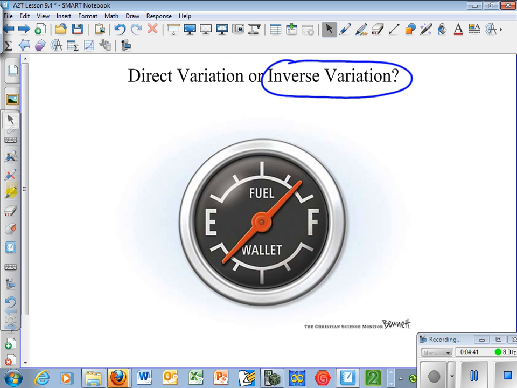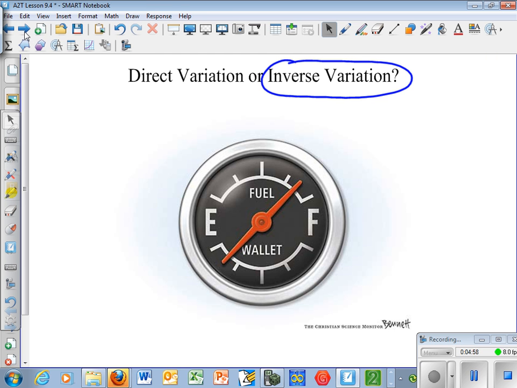The amount of miles driven is inverse variation to the amount of gas you're going to have left, if you're talking about the amount of gas remaining. Obviously, the more miles driven, the more gas you use, if you looked at it differently.